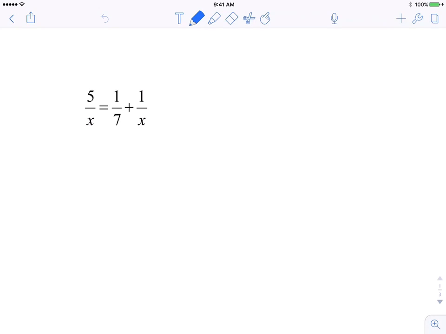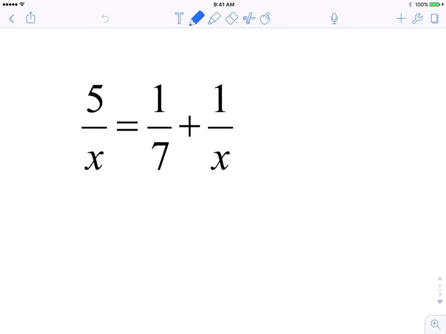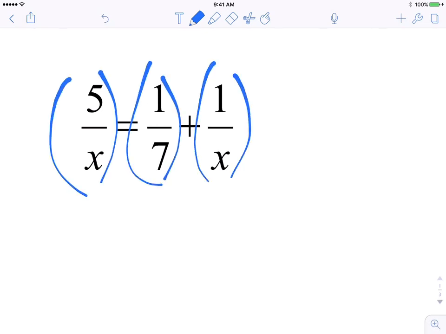So recall when you have fractions and you want to solve, you can always employ the strategy of cross multiplication, and you can also use the strategy of cross reducing. In this case, what we want to do is eliminate the denominator by multiplying every single term by the common denominator. In this case, the common denominator can be found by multiplying the 7 by the x. So our common denominator is in fact 7x.